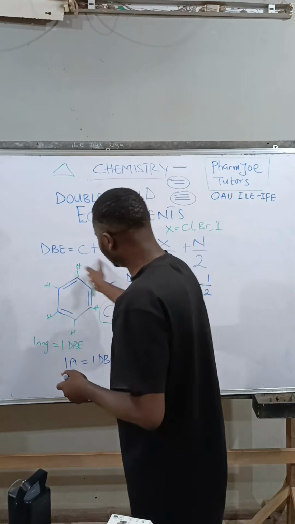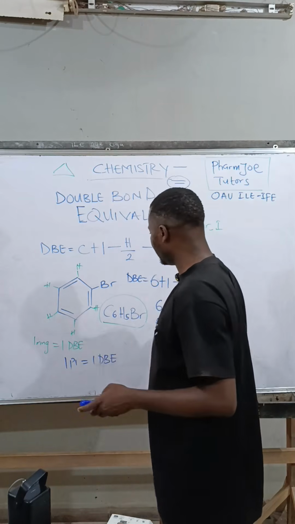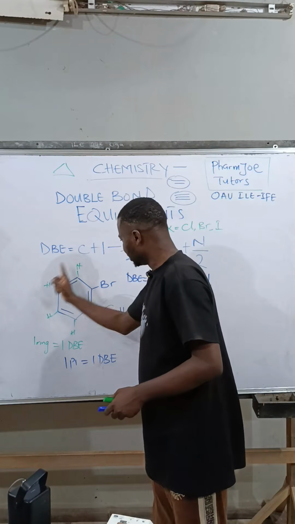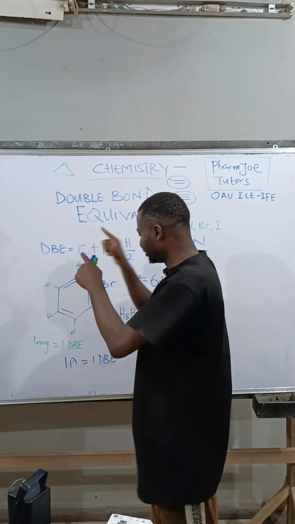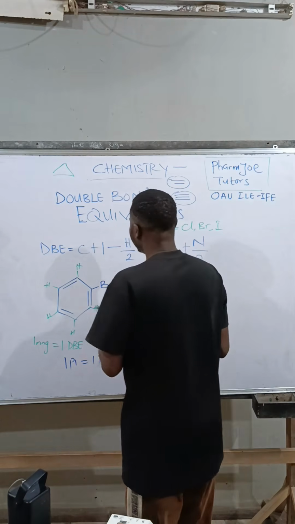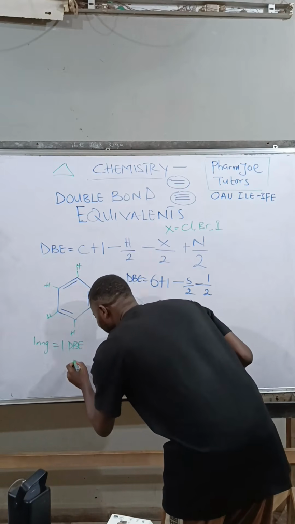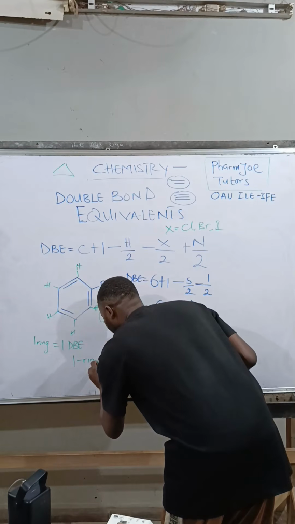So let's go back to this structure. I want to use this structure to determine the DBE without using the formula. Very simple. First thing, does this structure have a ring? Yes, it has a ring. What's the ring? A 6-sided ring. So a ring is equivalent to 1 double bond. Do you remember? So this one has 1 ring, which is 1 double bond.